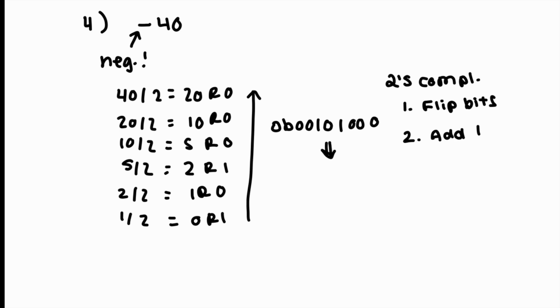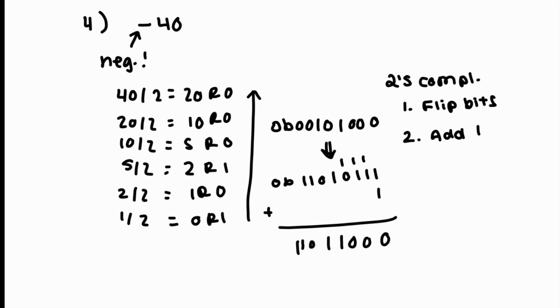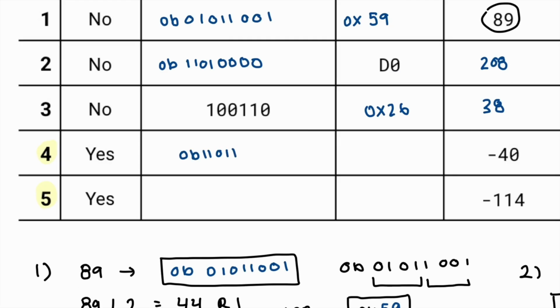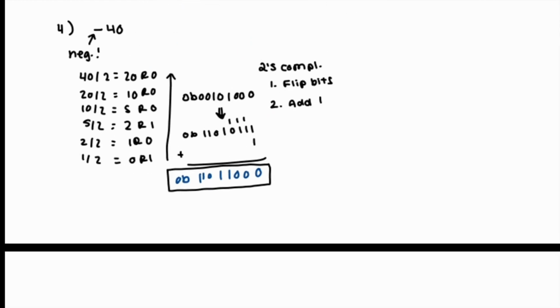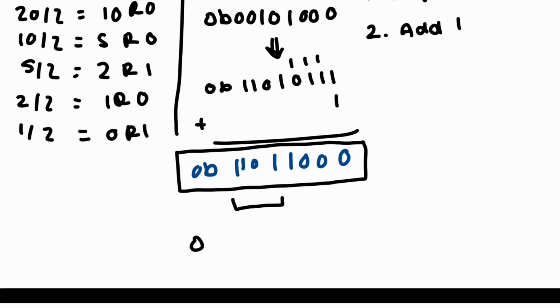This becomes, and then we add 1. 1 plus 1 is 0. So that will be our final answer for the binary. Let's convert that to hex. 1101 in hex is D, and then 1000 is 8.